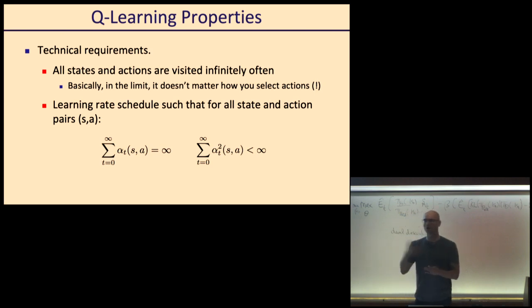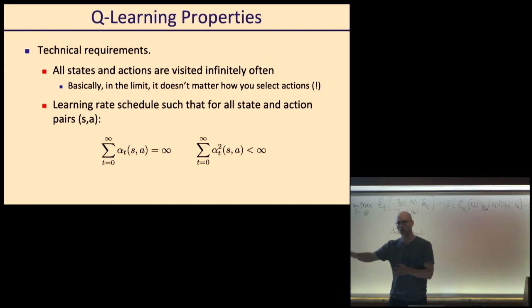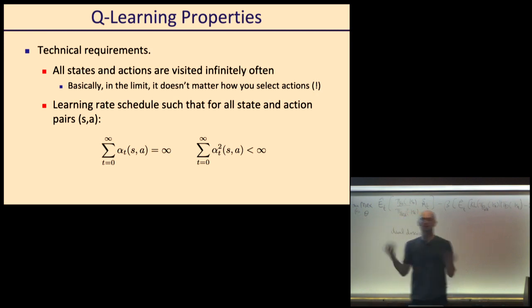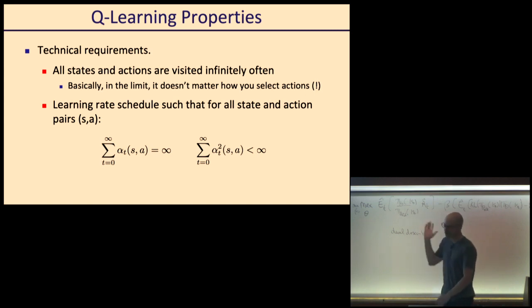So no matter how unlucky you were in your experiences, you still have enough learning capability left in the future to compensate for it. Then the second condition ensures that the variance of your estimator isn't infinite. Because if you have infinite variance on your estimator, then you're not going to get convergence to some nice final result. So how can you achieve this? If alpha t equals 1 over t, the sum over t of 1 over t is infinity, but the sum over t of 1 over t squared is finite, and so that's one way to achieve it.